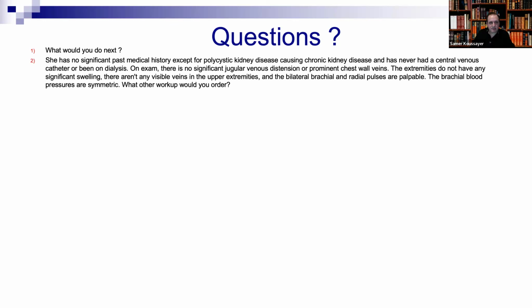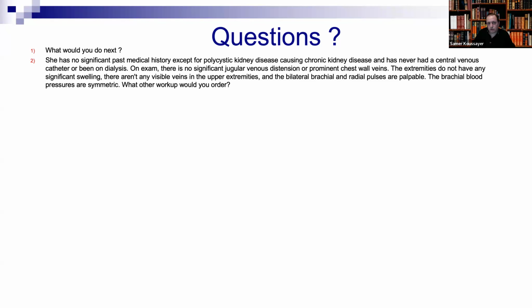So she has no significant past medical history except for polycystic kidney disease causing chronic kidney disease. She never had central venous catheters or dialysis. In the exam, there's no significant jugular vein distension or prominent chest wall veins. That's good. The extremities don't have any significant swelling. There aren't any visible veins in the upper extremity. Good. And the bilateral brachial and radial pulses are palpable. The brachial blood pressures are symmetric.